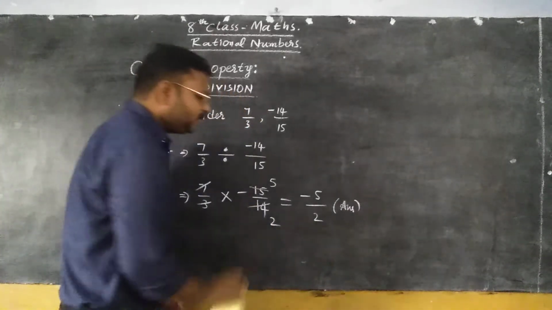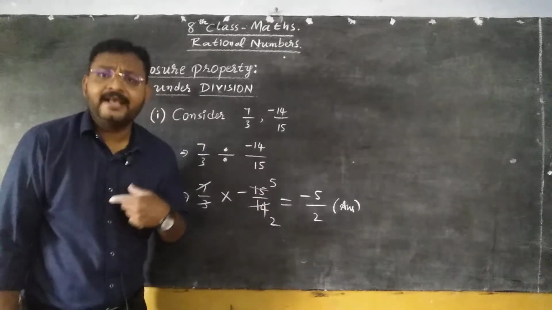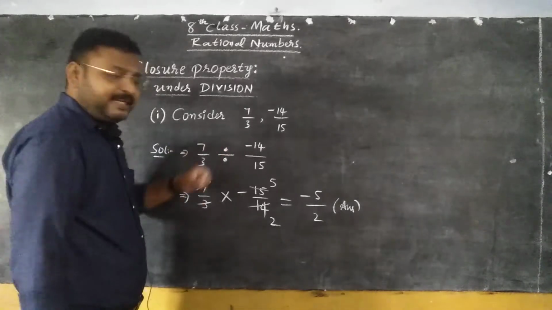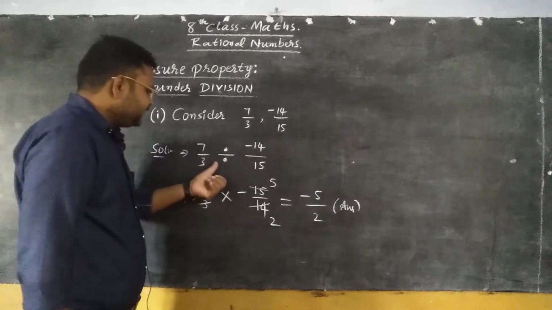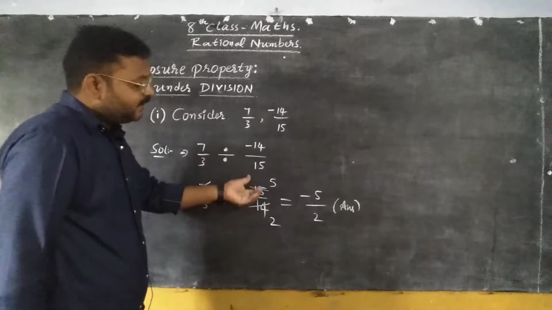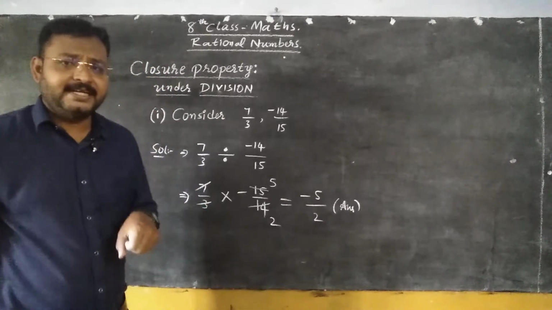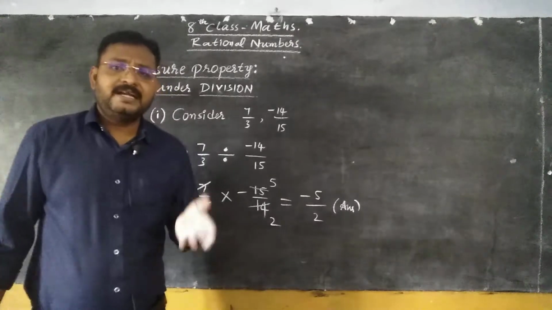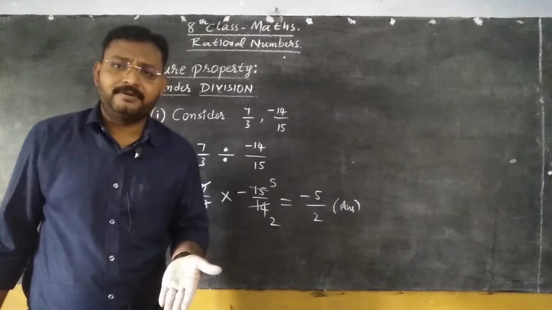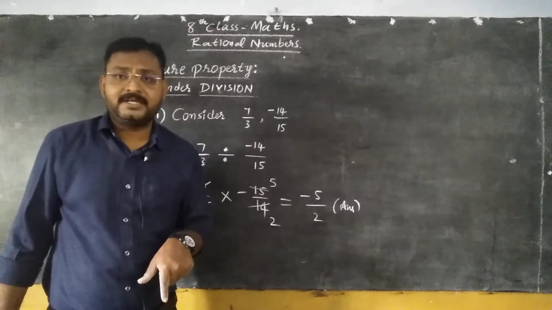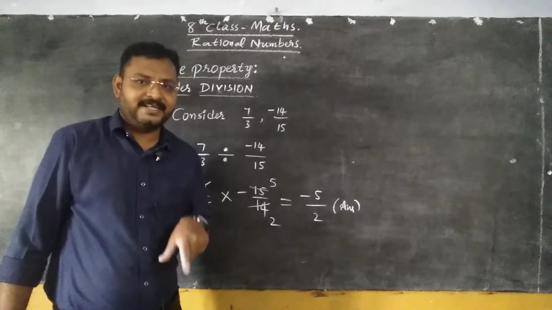What is minus 5 by 2? Minus 5 by 2 is a rational number. 7 by 3 is a rational number. Minus 14 by 15 is a rational number. Division of two rational numbers is again a rational number. Wow, this is called closure property under division. So, if the division of two rational numbers is also a rational number, then it is called closure property under division.